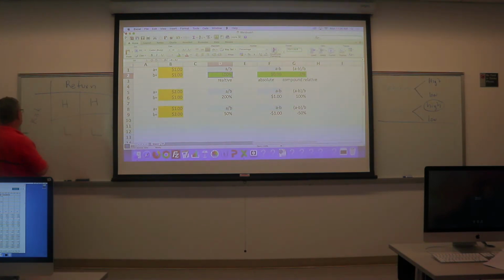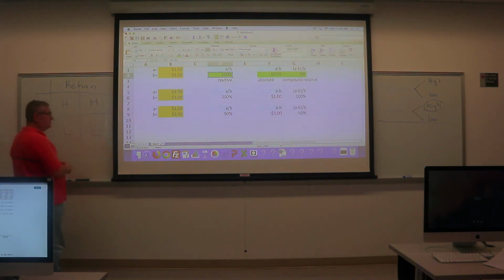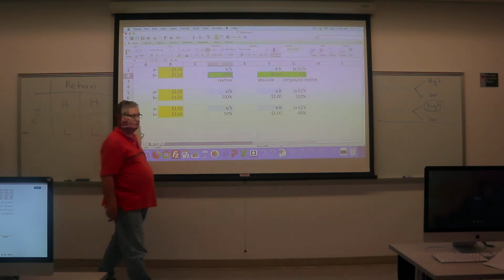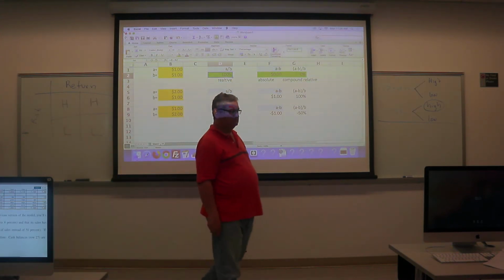Did I put it right? High return, this is return. High return, low return. High risk, low risk. And this is the case that I want to be able to see. What do I want to do?